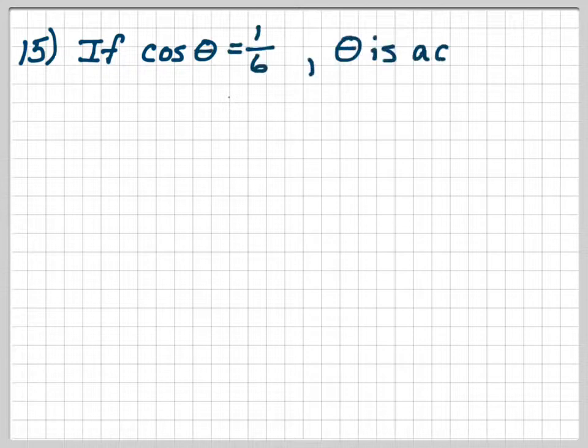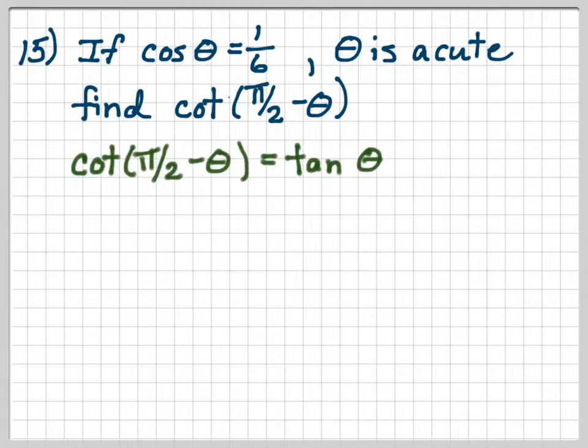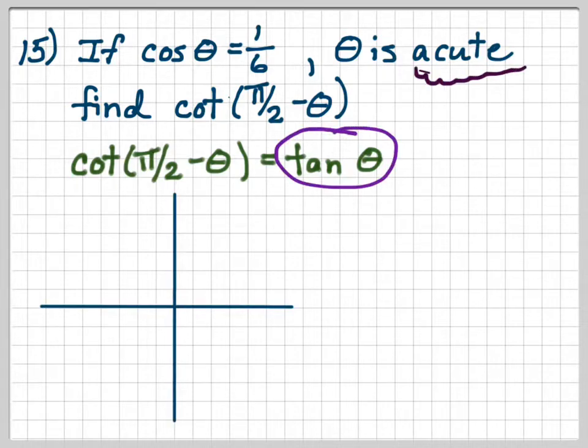Number 15, if the cosine of theta is 1 over 6 and theta is an acute angle, find the cotangent of pi over 2 minus theta. Well, you know that the cotangent of pi over 2 minus theta is the same as the tangent of theta. That's your cofunction. Remember that the cotangent of one angle is the same as the tangent of its complement. So instead of cotangent of pi over 2 minus theta, we can find tangent of theta.